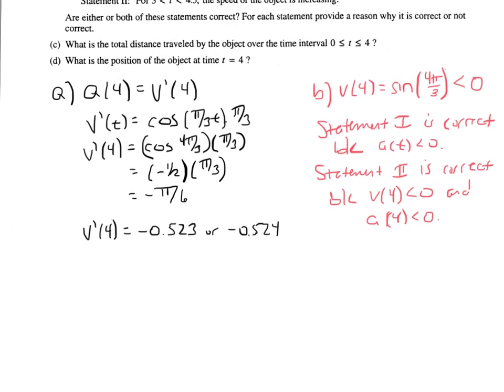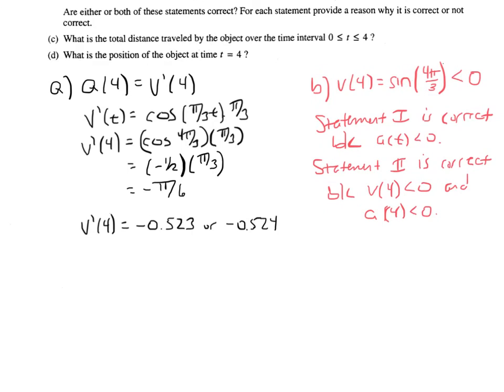Part C, the total distance traveled by the object. So we're definitely going to integrate between 0 and 4. But we don't want just displacement, we want the total distance traveled. So we need to take the absolute value of this function. So there is our integral. You're going to use your calculator to evaluate that. And that should be your answer.